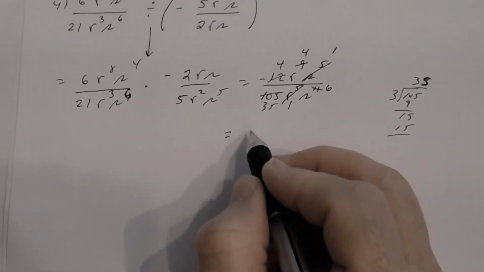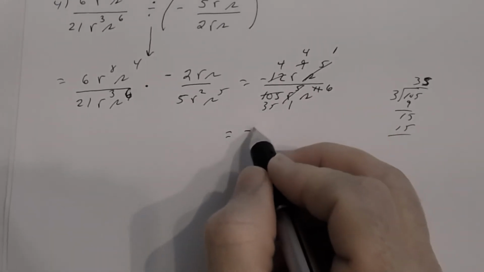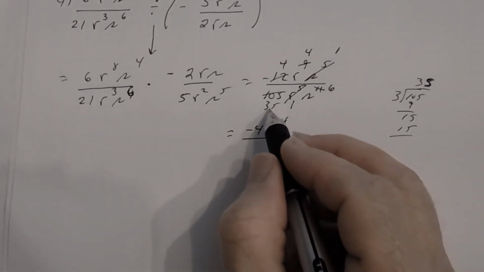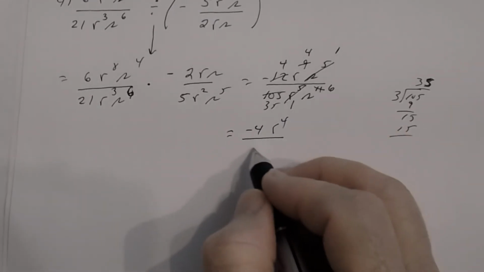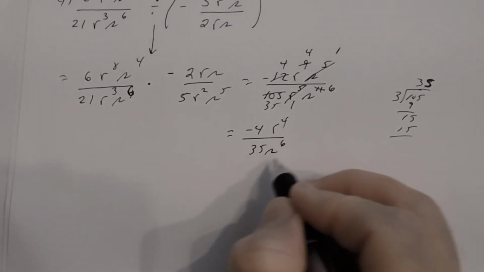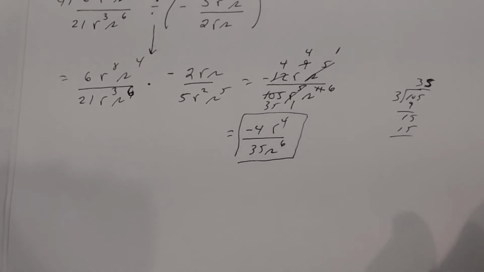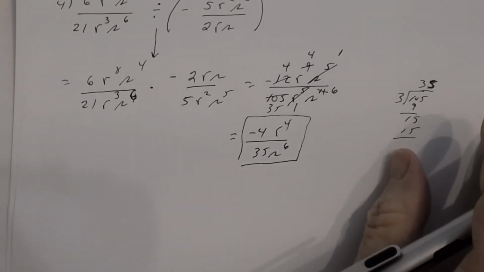So therefore, the answer is going to be negative 4r to the 4th divided by, and that looks like 35s to the 6th. And there's your answer. Okay? All right, so that was number 4. All right, and then let's do one more with this.